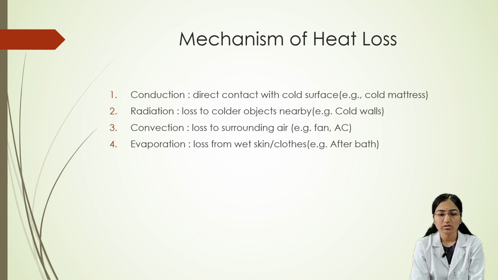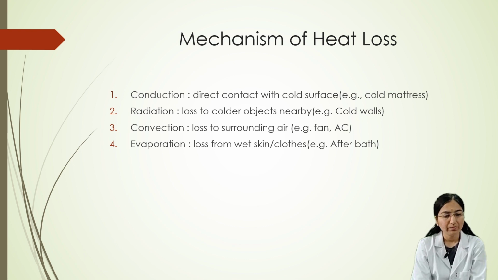Mechanism of heat loss: heat loss occurs by conduction, radiation, convection and evaporation. Conduction is direct contact with a cold surface, for example a cold mattress. Radiation is loss to colder objects nearby, for example cold walls. Convection is loss to surrounding air, for example from an AC or fan. And evaporation is loss from wet skin or clothes, for example after birth.